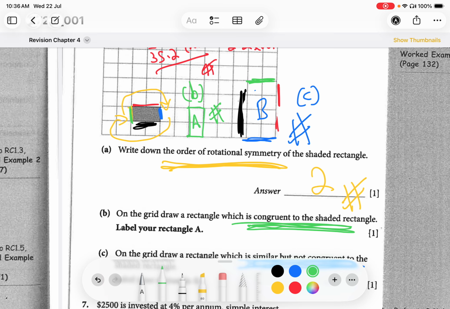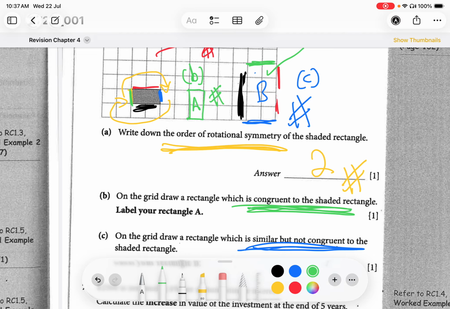Okay, for this, something that's congruent to the shaded triangle. This is exactly the same as the one they give you. Then you just label it as A. Then the one that is similar but not congruent. Similar shape but not exactly the same dimension. This one will be your B. Similar but not congruent for part C.